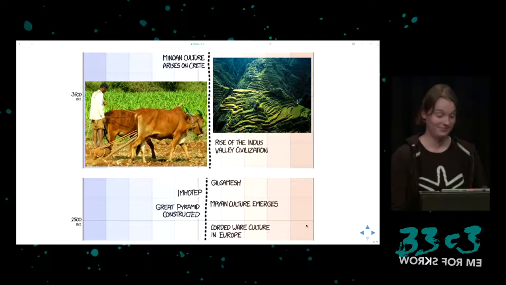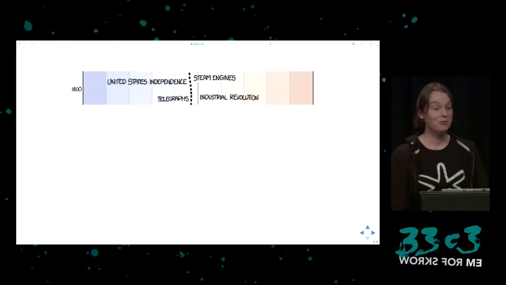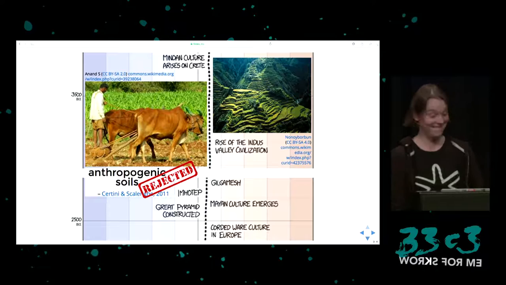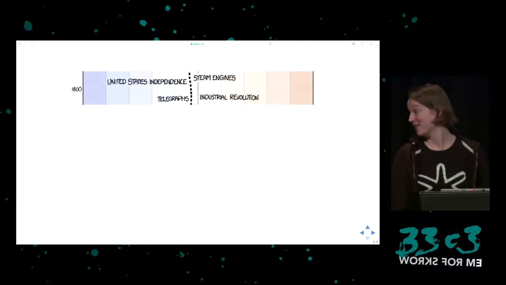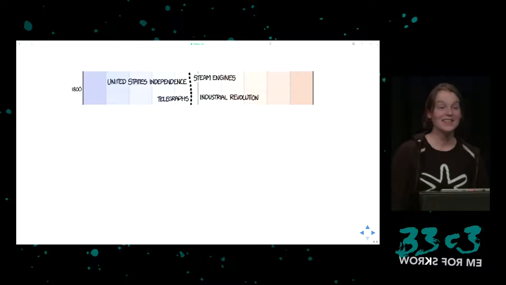Okay, it was rejected. Let's leave it at that. Then we move on. Now you're going to see the replay. I'm already at the next slide. Is there anything we can do? Okay, well, we go to one obvious candidate, the Industrial Revolution.